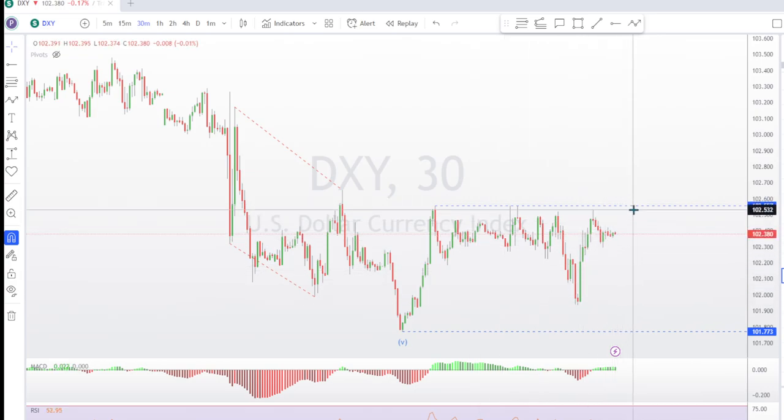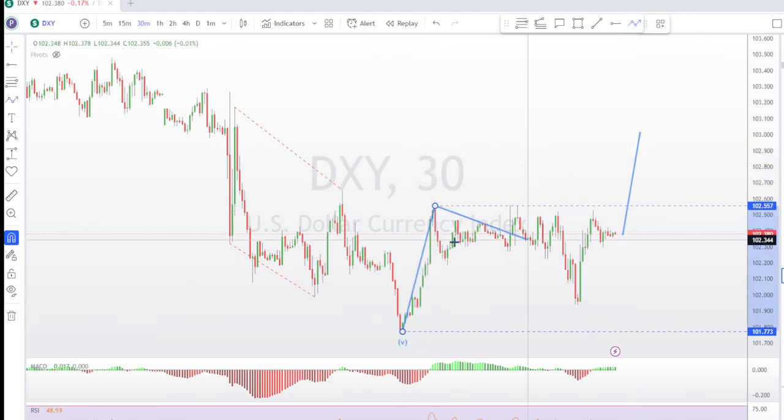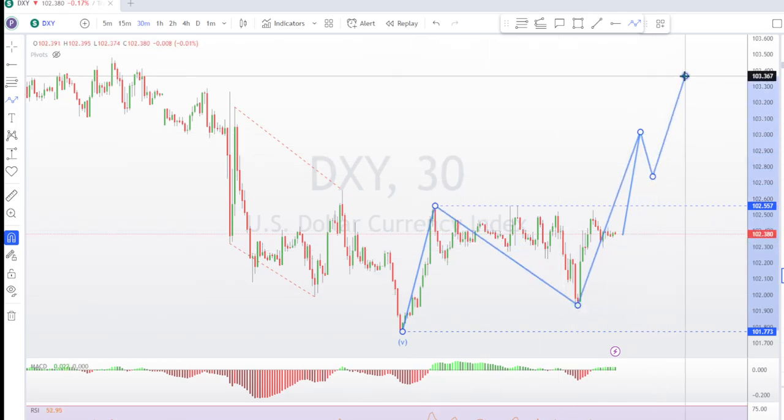If they come up and break this 102.557 level, before obviously coming down and breaking this low, then it's going to look to me like they're creating a leading diagonal. Or if this comes way up high, then I'm going to say this is an ABC correction, and then 3, 4, 5 for your impulse. So either way, I'm looking for either an impulse or a leading diagonal here.